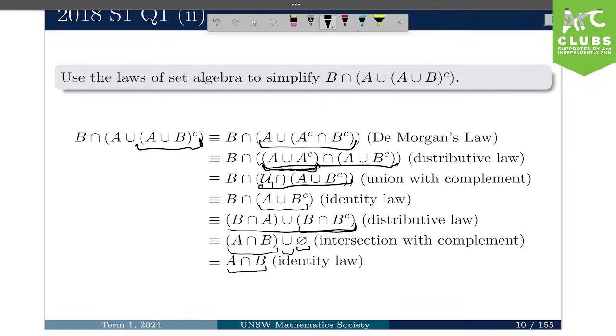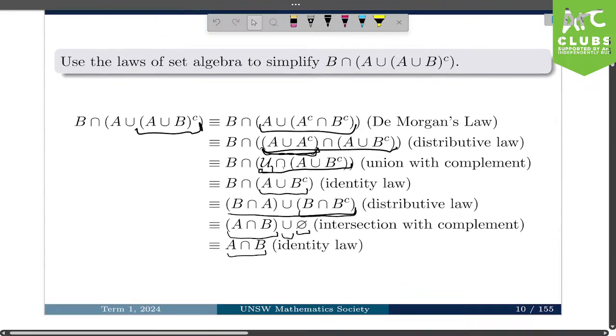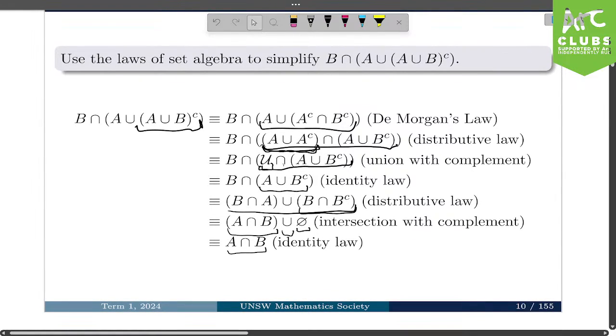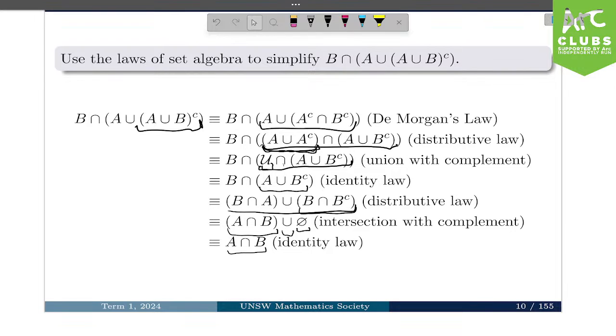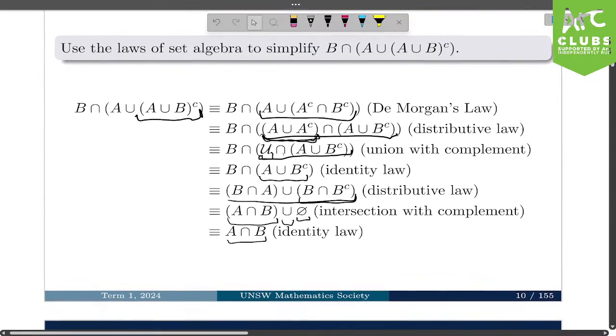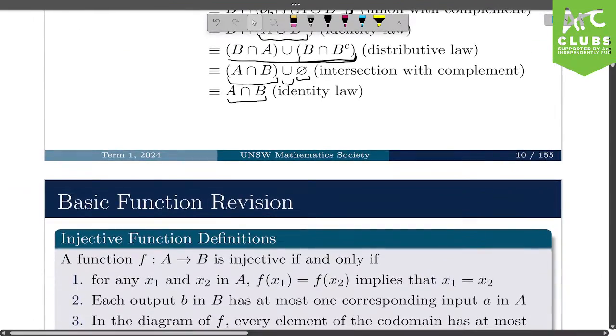So you can see that as long as you can identify which law of set algebra to apply at every step, it just becomes kind of systematic. It's pretty easy to simplify these expressions. You just have to revise your laws, especially the non-obvious ones like De Morgan's law, right? And the distributive law. And you should be fine. It's very systematic, these types of questions.